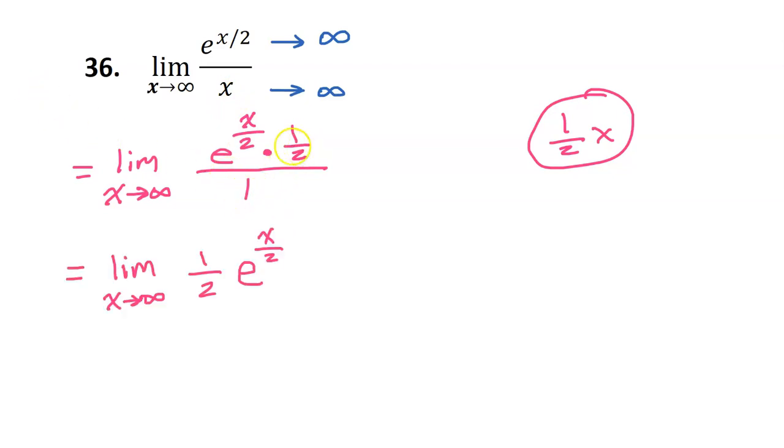Getting rid of the 1 and putting the 1/2 in the front, we have the limit as x approaches infinity of 1/2 e to the x over 2 power. And as x approaches infinity, this whole expression will approach infinity. In other words, the limit does not exist.